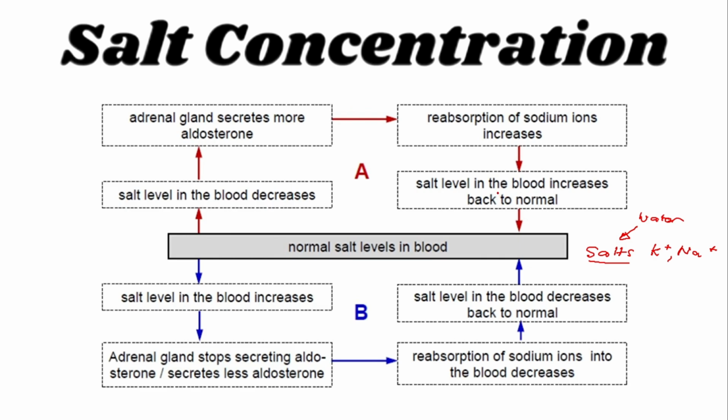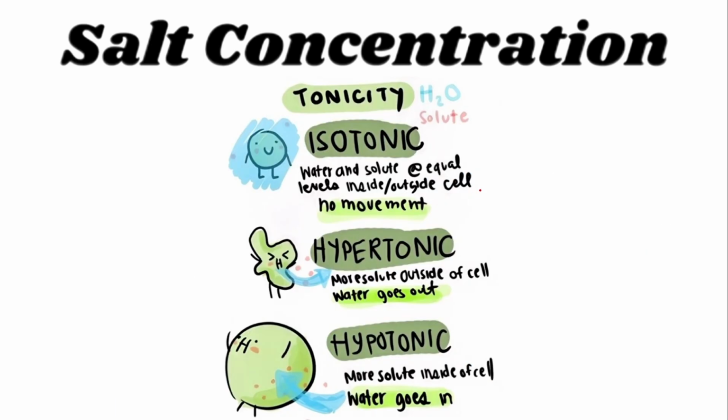Okay, so if you still don't understand, I think this diagram will make it much simpler. And here's some terminology that we need to understand. Okay, so this is the process of tonicity. There are three types of tonicity. We have isotonicity, or referred to as isotonic, hypertonic, and hypotonic. Okay, now let's start with hypotonic.